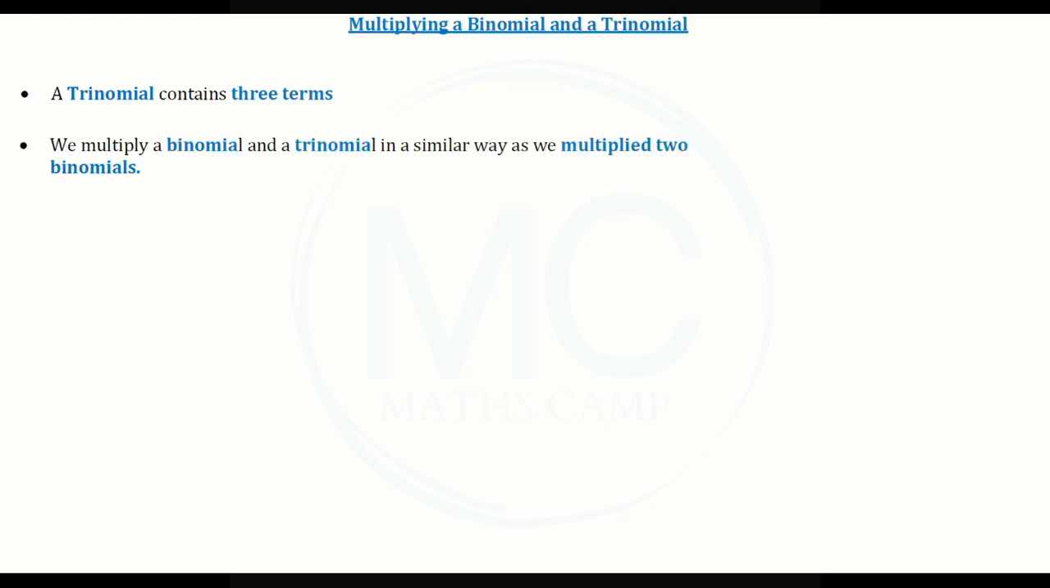Hi. A trinomial contains three terms. We multiply a binomial and a trinomial in a similar way as we multiplied two binomials. Here, we multiply every term in the first bracket by every term in the second.